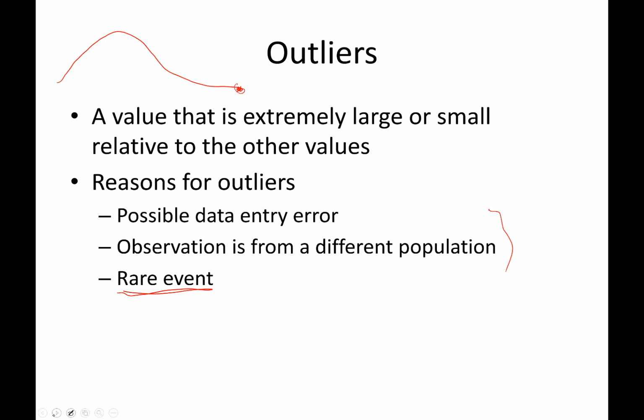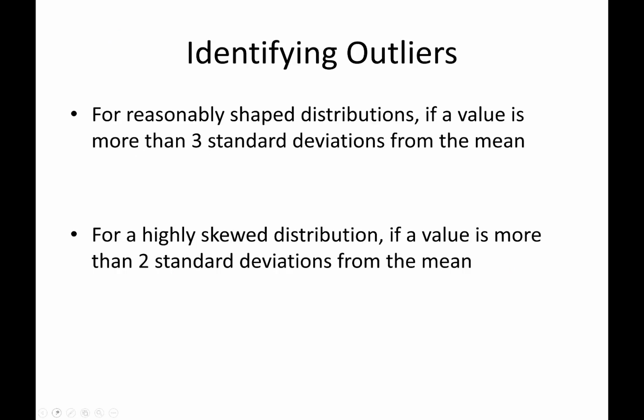Okay, so to identify outliers, we have analytical ways of doing it as well as graphical. We've talked about looking at histograms and using that to identify outliers, just values that are far away from the others. Analytically, we use the standard deviation. For a reasonably shaped distribution, if a value is more than 3 standard deviations from the mean, then that's a potential outlier, or we say a probable outlier.